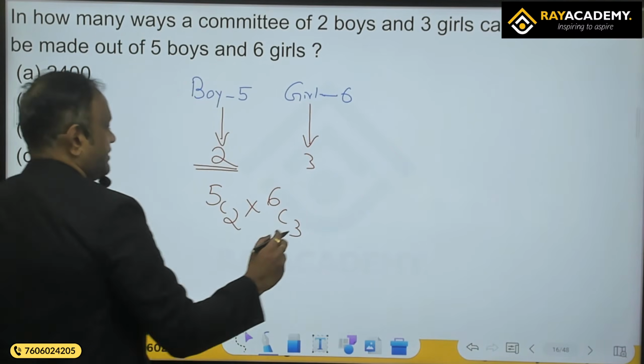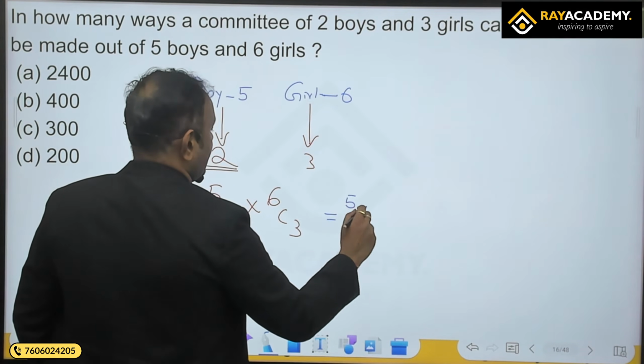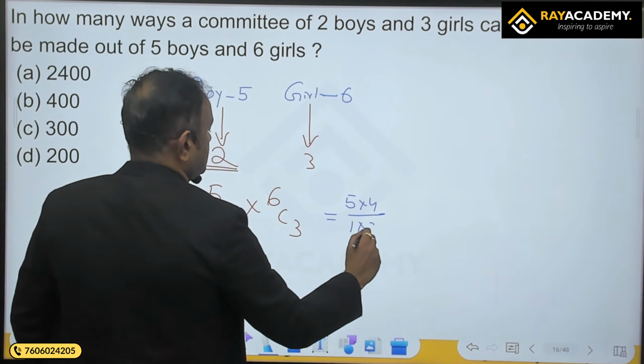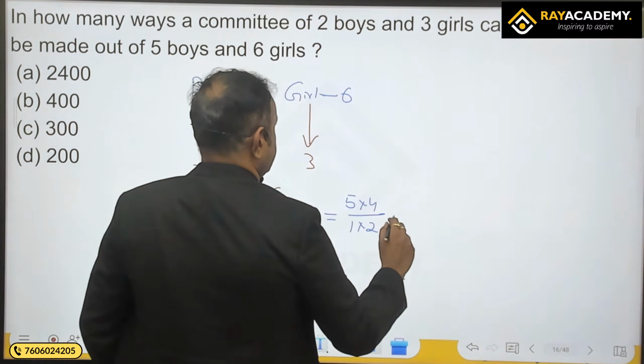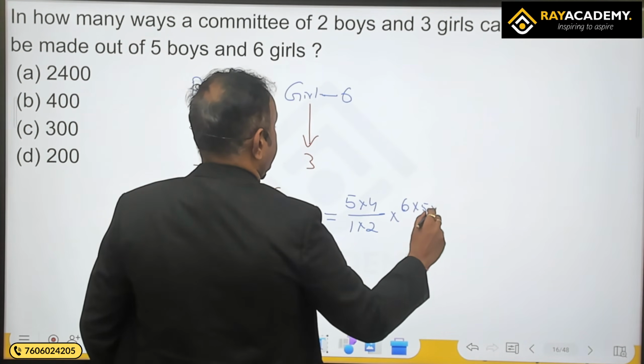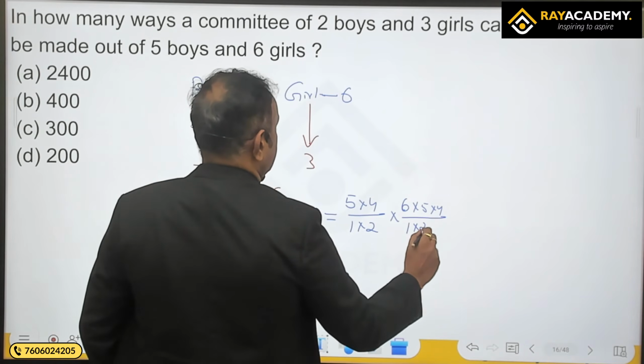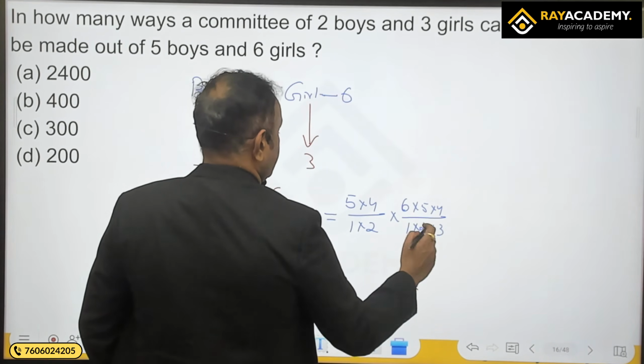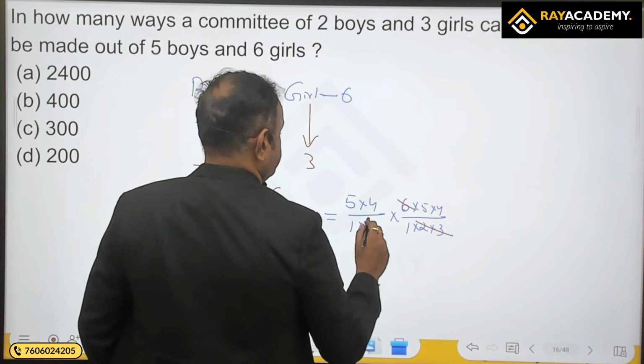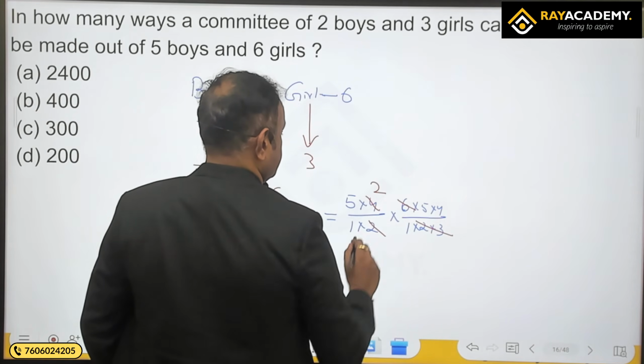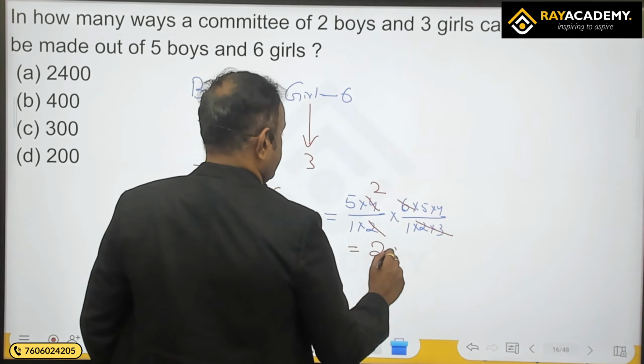Now you can just calculate the answer of 5C2, which is 5 into 4 by 1 into 2, multiplied by 6C3, which is 6 into 5 into 4 by 1 into 2 into 3. So now cancel. Answer is 200.